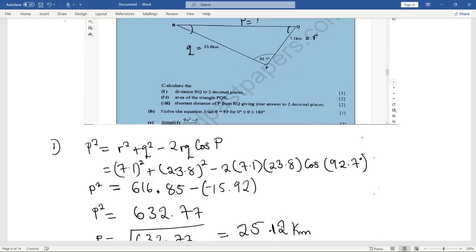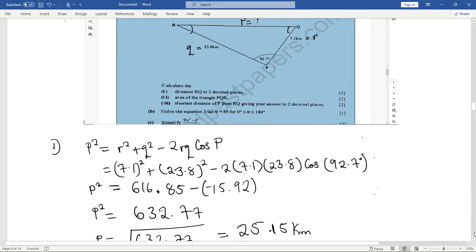Okay, so here the question says we leave our answer in 2 decimal places, so I can just convert this back to 25.15. So let's convert it back to 25.15 like this here.